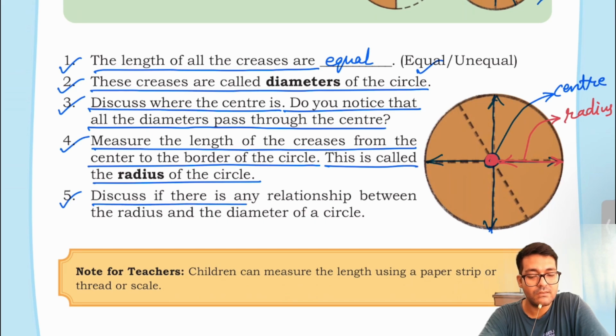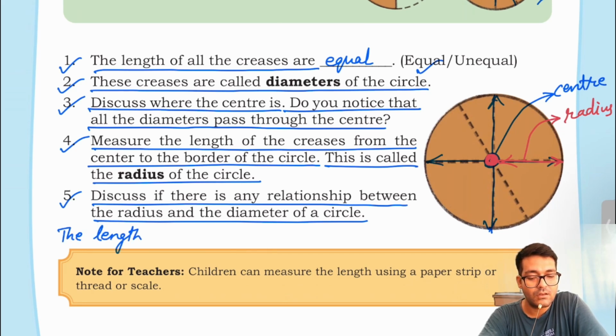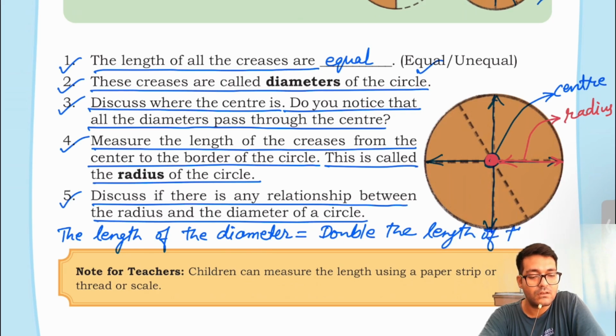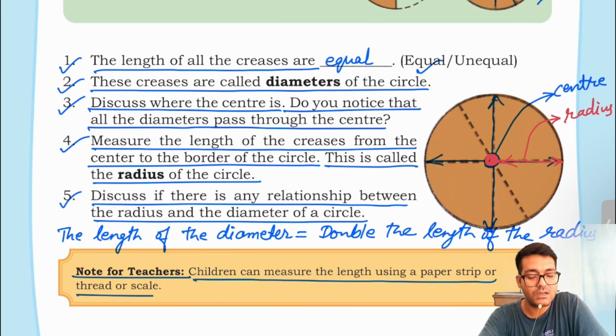5. Discuss if there is any relationship between the radius and the diameter of the circle. The relation is that the length of the diameter is equal to double the length of the radius. Note for teachers: children can measure the length using a paper strip, a thread or a scale.